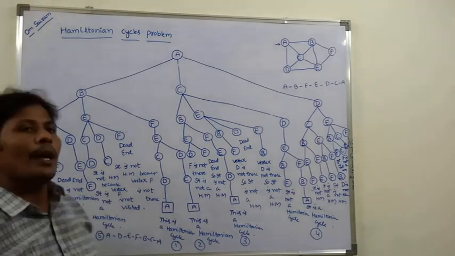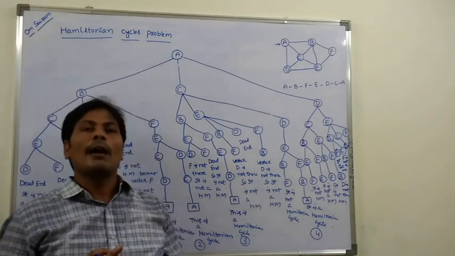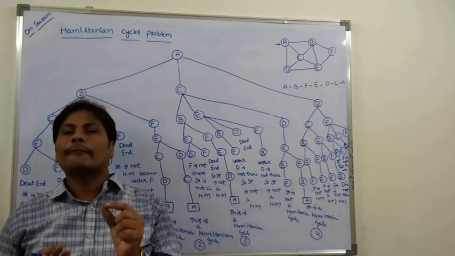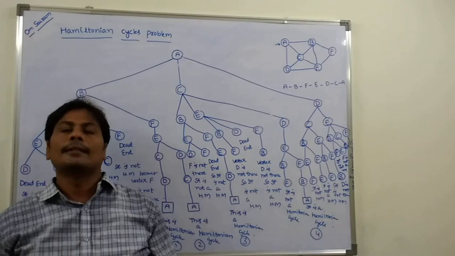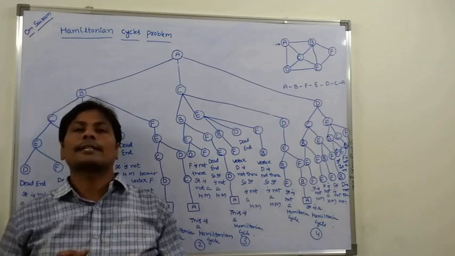So, in this way, we have to find out the Hamiltonian cycles for the given graph by using a state space tree.